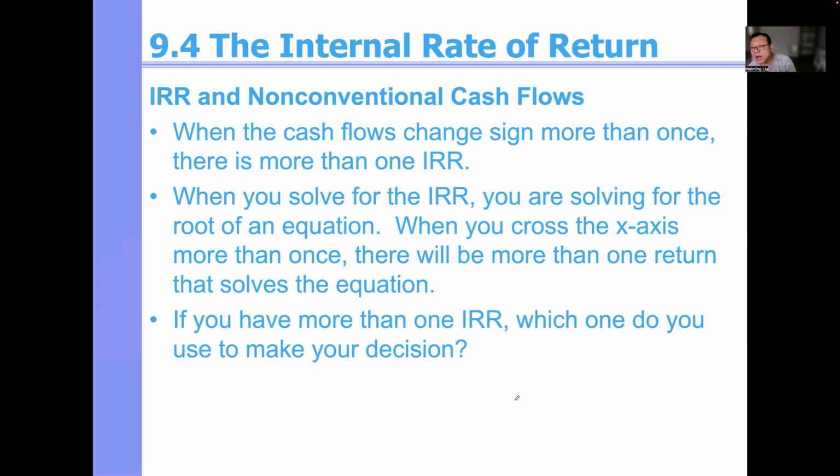So what are non-conventional cash flows, right? That's when the cash flow changes sign from positive to negative, negative to positive, more than once. If that's the case, there's more than one internal rate of return. So then the question is, if you get two different numbers for the internal rate of return, which number are you going to use, and how will that change your decision, right?